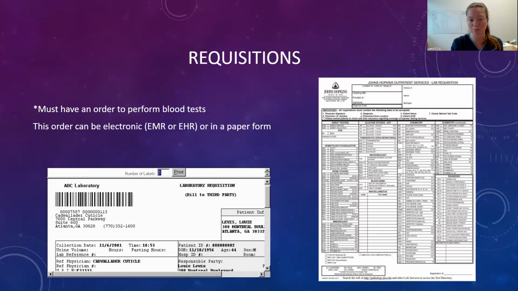So these are examples of some laboratory requisitions. The process of phlebotomy actually begins with the order itself. So someone places an order for a certain test to be performed. Often these orders are entered into an electronic health record or an electronic medical record, the EMR or EHR. As a phlebotomist, you have to be able to quickly and, most importantly, accurately interpret these requisitions and know what you need and what needs to be drawn.